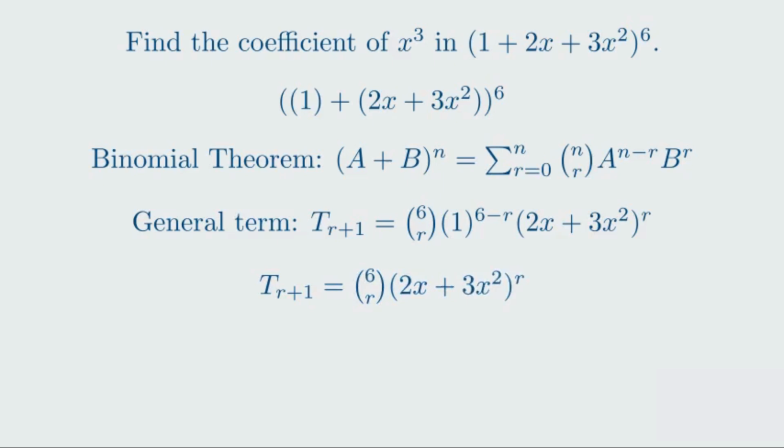Now, let's analyze the general term to see how we can get an x cubed term. We have T sub r plus 1 equals 6 choose r times the quantity 2x plus 3x squared to the power of r. The important part here is the expansion of 2x plus 3x squared to the power of r. This is another binomial expansion that we need to perform for each possible value of r. We know r must be an integer between 0 and 6. Let's start with the smallest possible value for r.